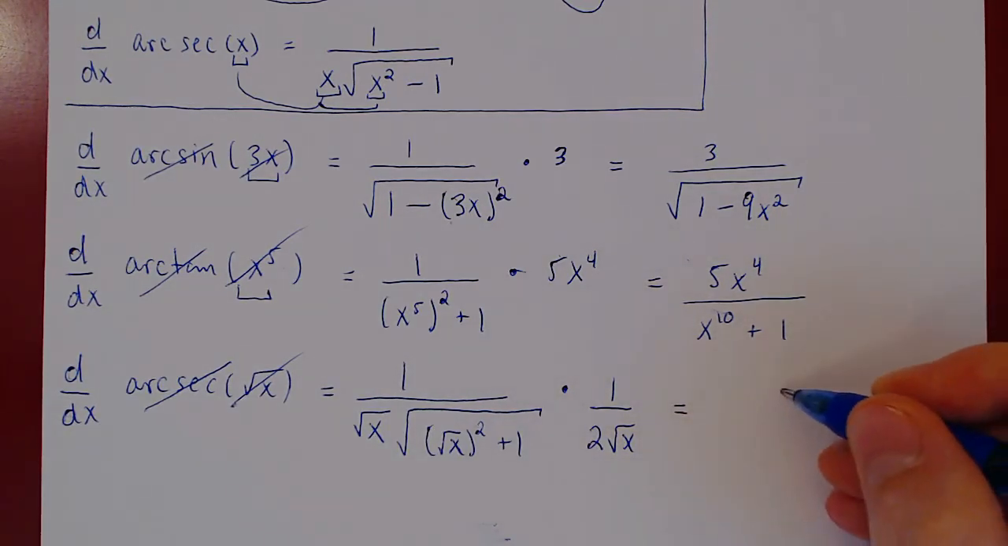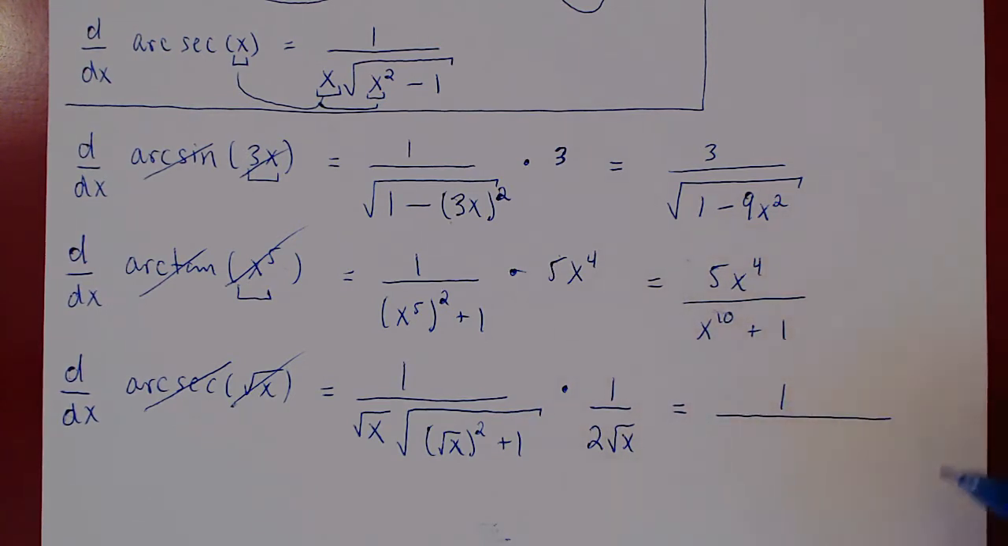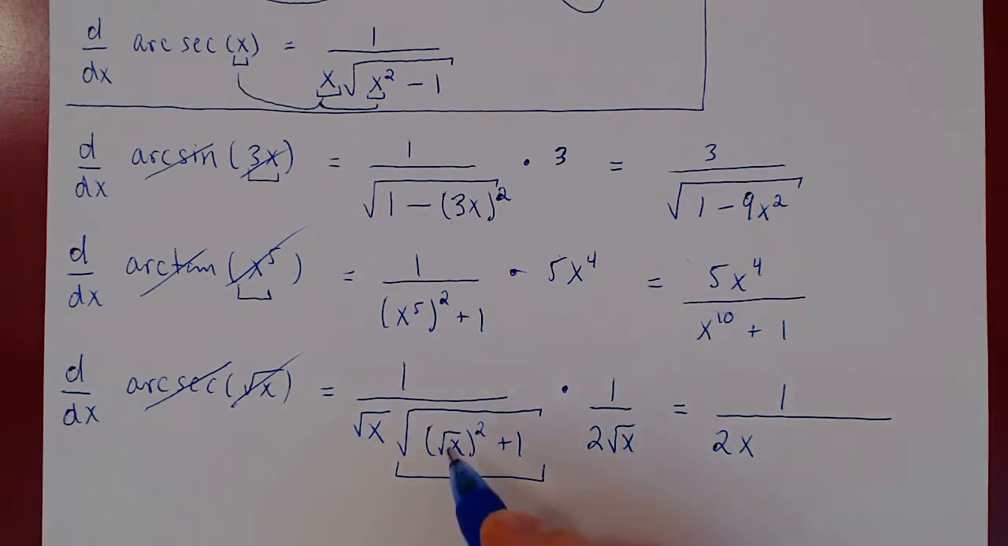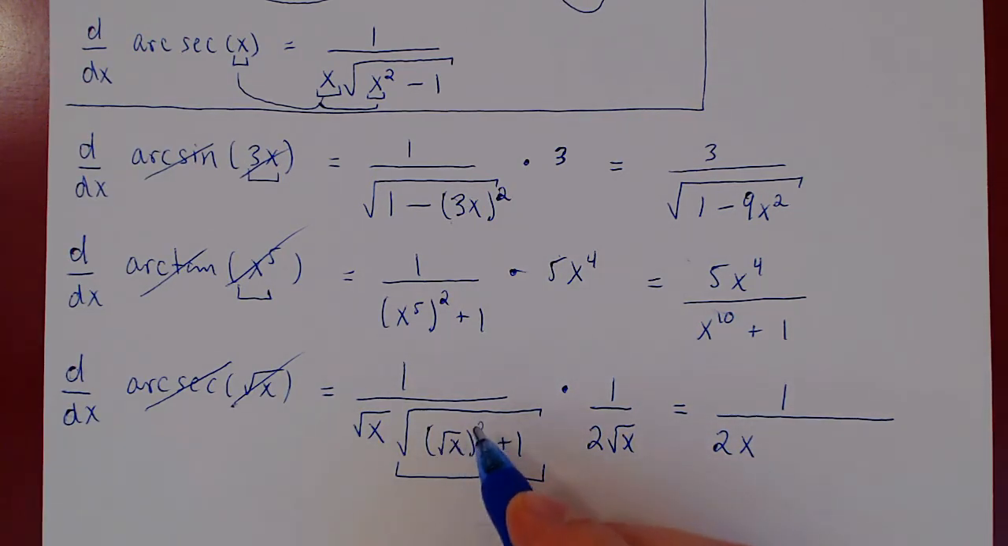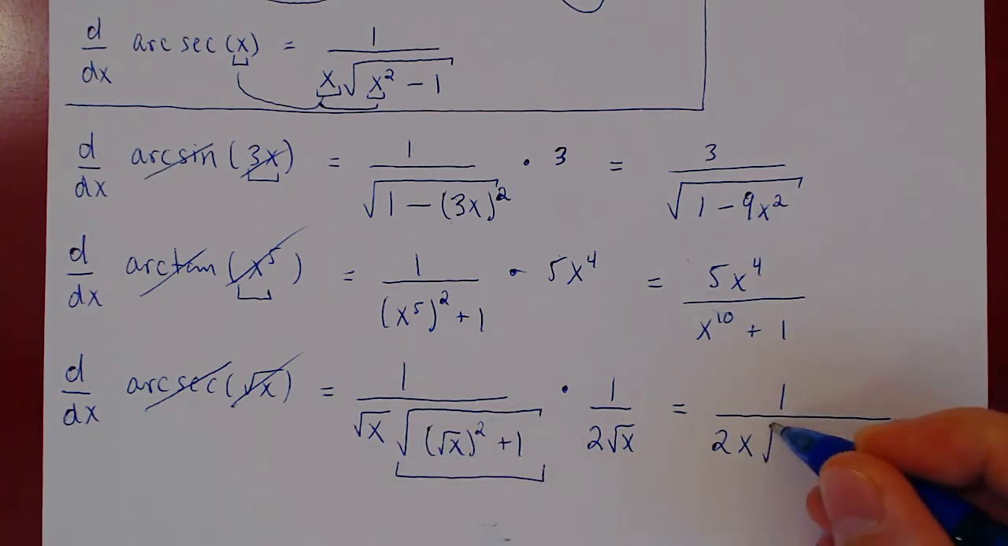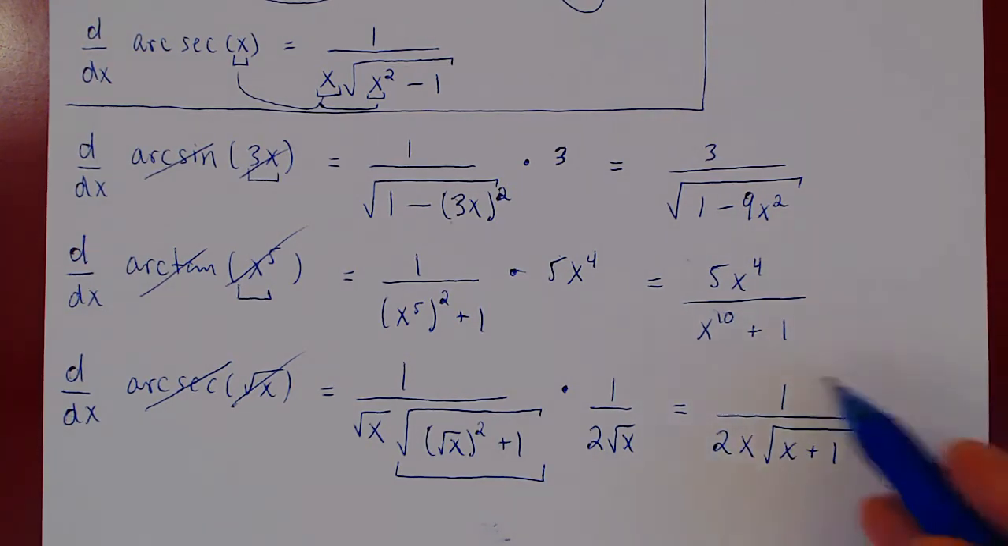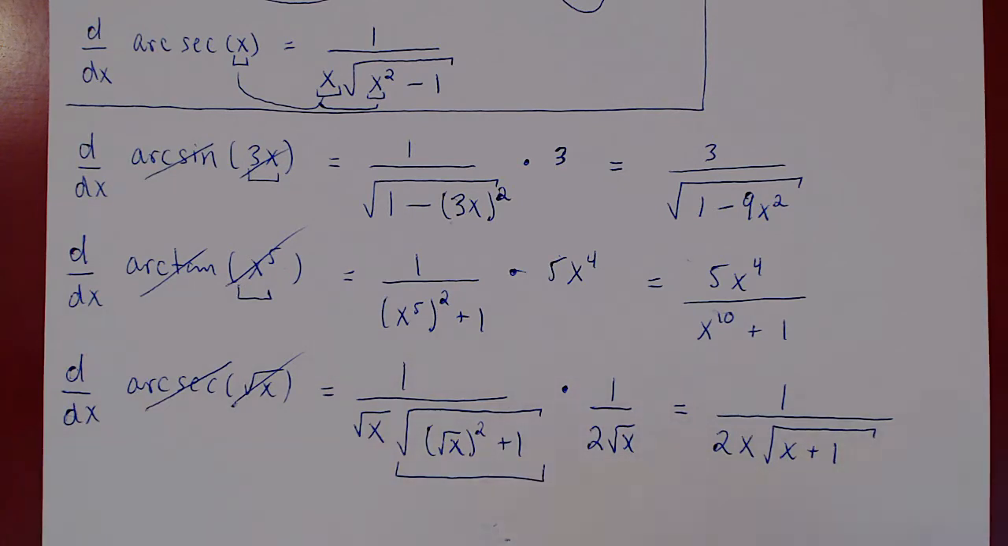We can simplify. We have a single 1 on the numerator over 2. And if you look here, we have root of x times root of x. That's just x. And then we have the leftover root here. And if you look, we have the root of x squared, but that's just x. So you're left with the root of x plus 1. And that's the derivative of arcsecant of root of x. Let's throw in there some exponential and logarithmic functions.